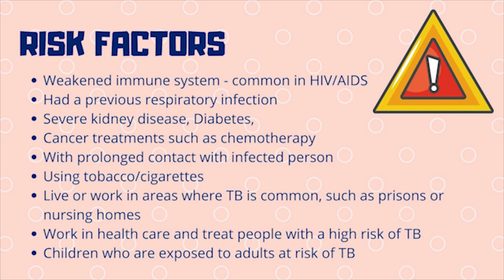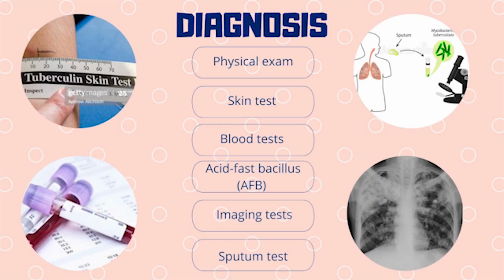And then children who are exposed to adults at risk of TB, it's because mababa din yung immune system ng mga bata and yung immune system nila, they are still on the progress of developing it. Kaya high risk din sila for getting pulmonary tuberculosis. So what are the diagnoses that they are using?